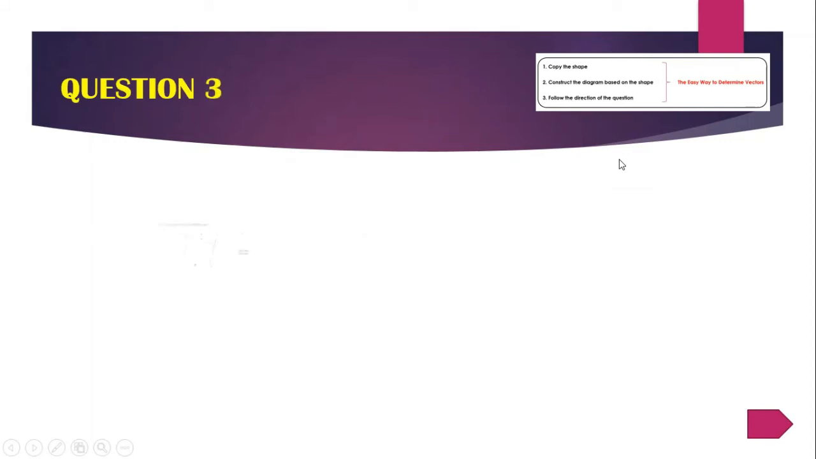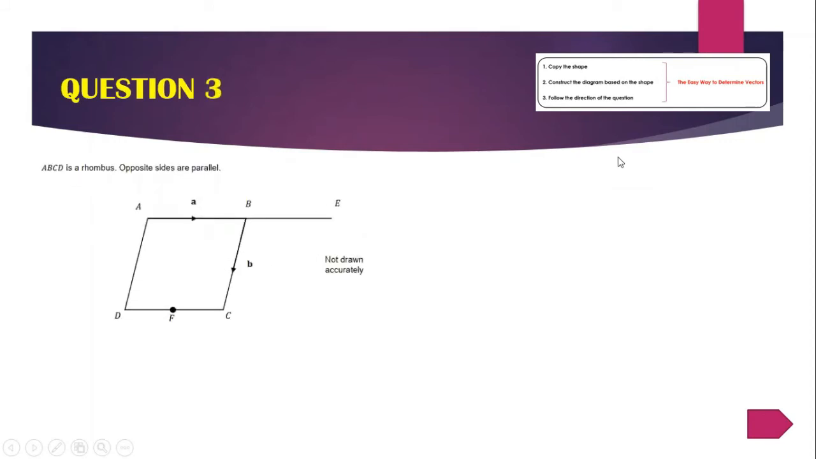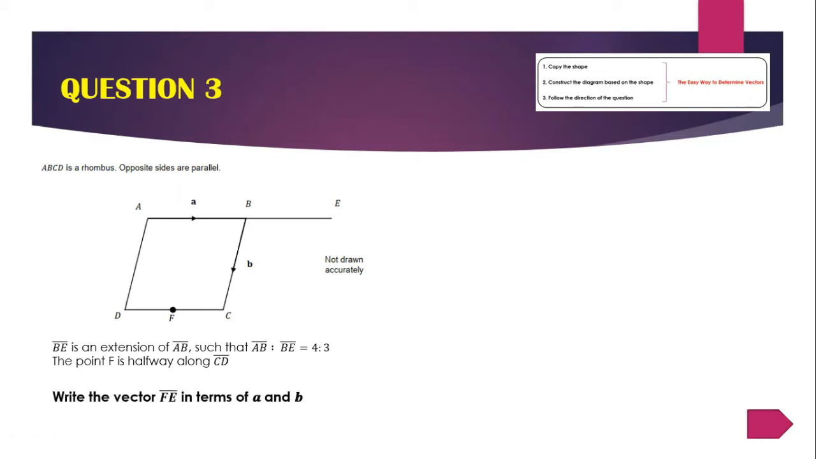Question 3. ABCD is a rhombus. Opposite sides are parallel. BE is an extension of AB such that vector AB to vector BE equals 4 to 3, the ratio. The point F is halfway along CD. Write the vector FE in terms of a and b.